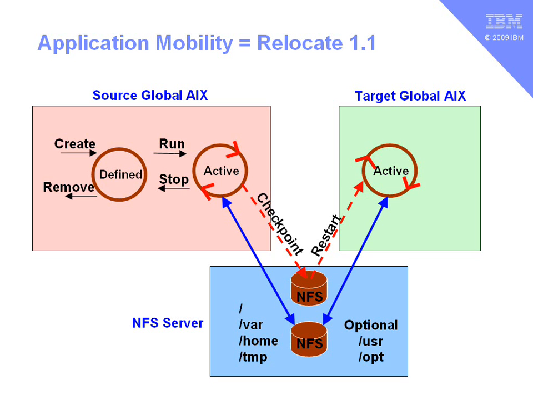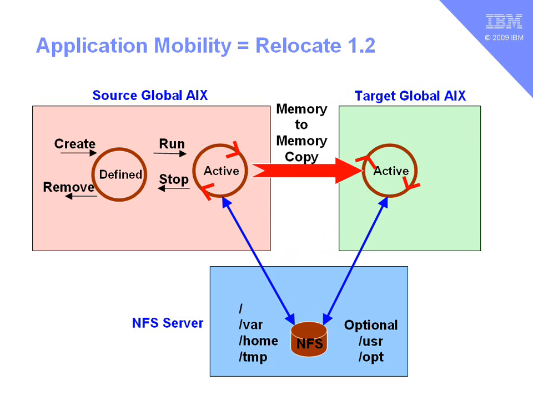So with version 1.2, we're now doing a memory-to-memory copy between the two machines. This saves quite a bit of time and reduces the outage between the freeze and the resume on the target. Now, the memory-to-memory copy, if you've been paying attention and you've looked at partition mobility, that's what they do there. So we were using similar technology here to support our workload partitions. Now let's actually have a look at how this operates in practice.